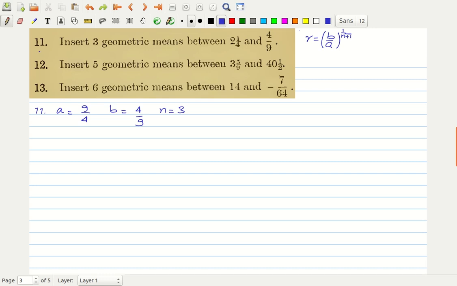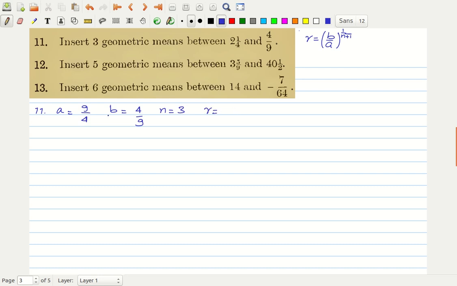So let us look at problem number 11 first. We have to insert three geometric means between 2 1 by 4 and 4 by 9. 2 1 by 4 is actually 9 by 4. So A is equal to 9 by 4, B is equal to 4 by 9, n is equal to 3. So we can use this formula, R is equal to (B by A) to the power 1 by n plus 1, to find the common ratio.